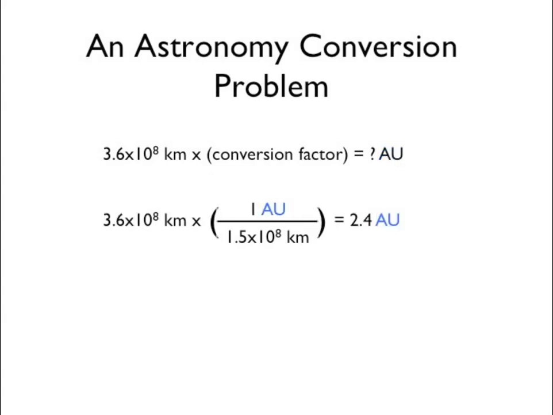If you then multiply the distance in kilometers by the conversion factor, you get an answer of 2.4 astronomical units. You can see that the units cancel correctly since the kilometers in the numerator of the starting number cancel with the kilometers in the denominator of the conversion factor. You have successfully done a unit conversion.